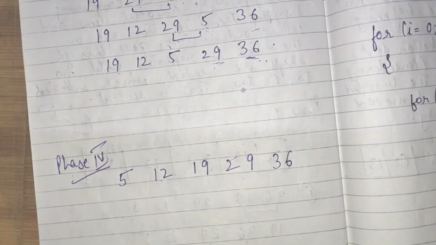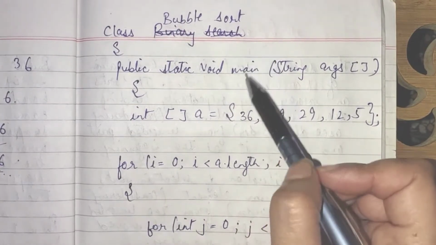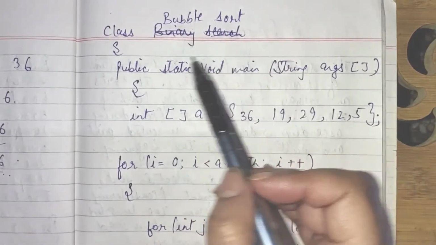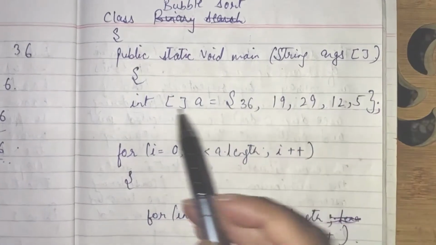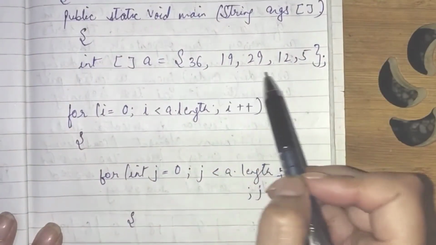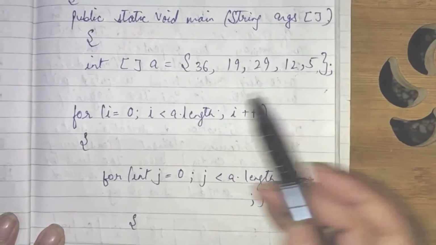Let's understand this with the help of a programming technique, and we will use the same program in your practical portion. But first understand this. We are taking a class named BubbleSort. Then public static void main(String args). The array list items are 36, 19, 29, 12 and 5. The same list I'm taking here.